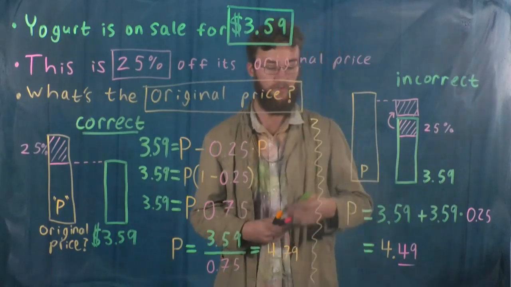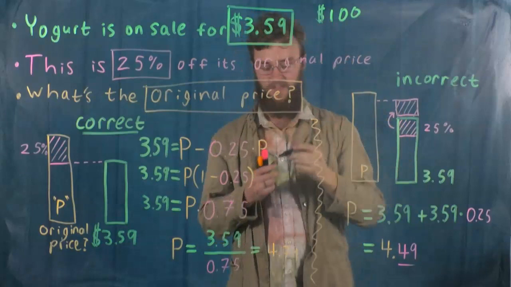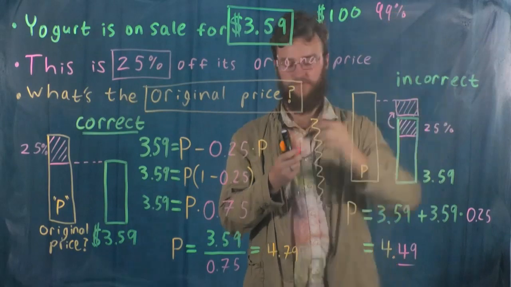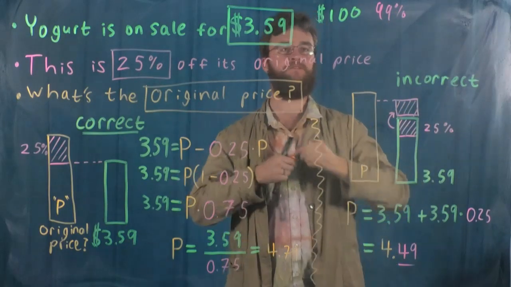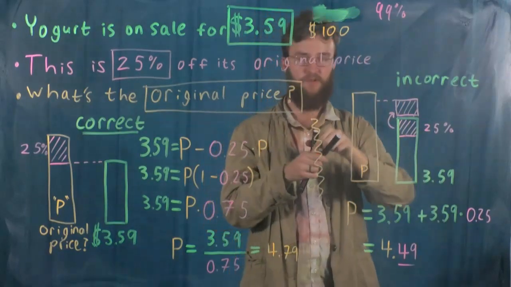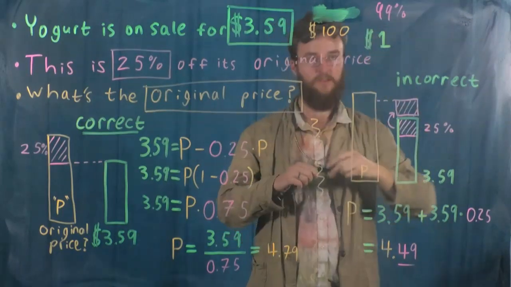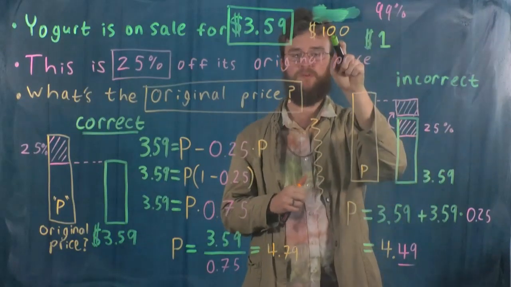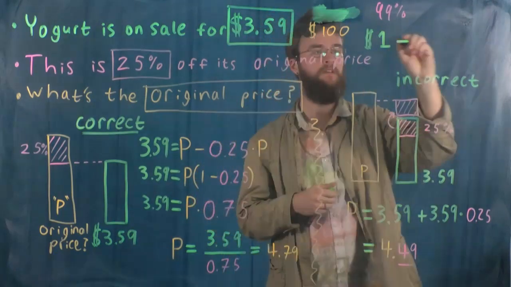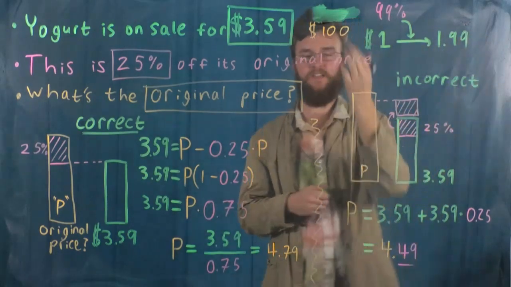As an extreme example, if something costs $100, and you put it on sale for 99% off. I'm sorry, I should have written this in orange with my color code here. If its original price is 100, and you put it on sale for 99% off, that means its new price is going to be $1. But that doesn't mean you can get the original price by adding 99% of $1 to itself. Because if you do that, if you add 99% of $1 to itself, you get $1.99. Obviously a lot less than $100.